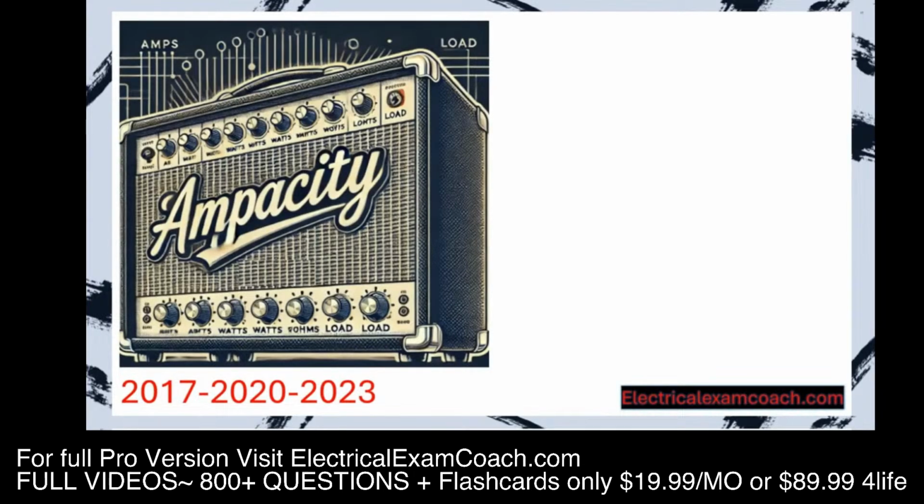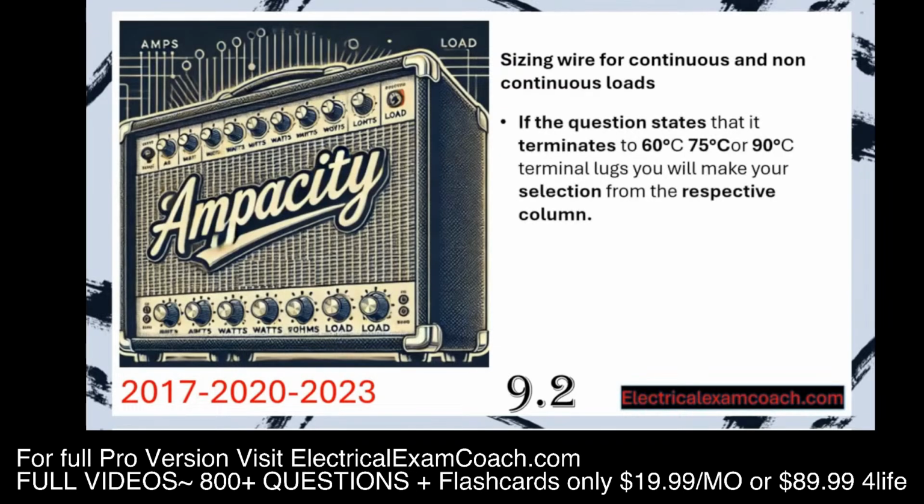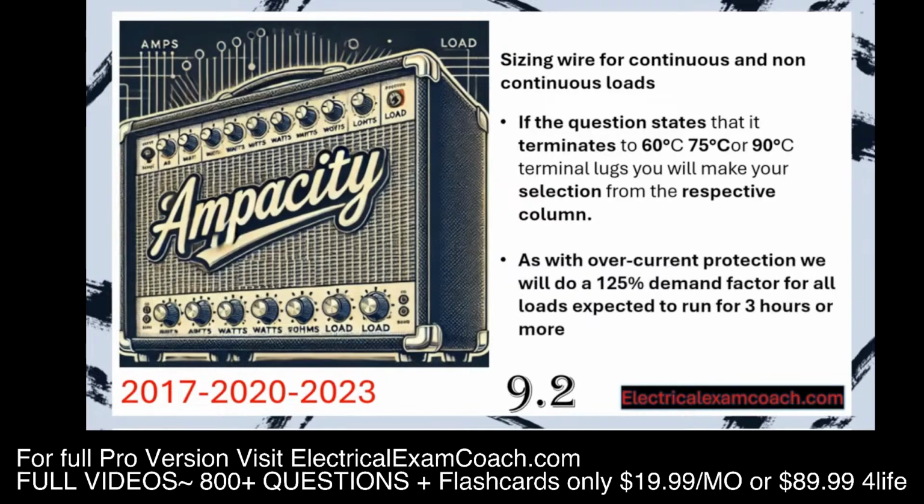I am the Electrical Code Coach from electricalexamcoach.com, and this is lesson 9.2 in our video series. In this lesson, we're going to be sizing wire for continuous and non-continuous loads. Let's recap on the basics before we get started. If the question states that it terminates to 60, 75, or 90-degree C terminals, we're going to make our selection from that respective column under normal circumstances. And the second one is, as with overcurrent protection, like we learned before, we're going to do 125% demand factor for all loads that are expected to run for 3 or more hours.